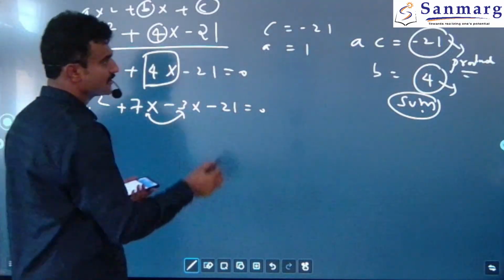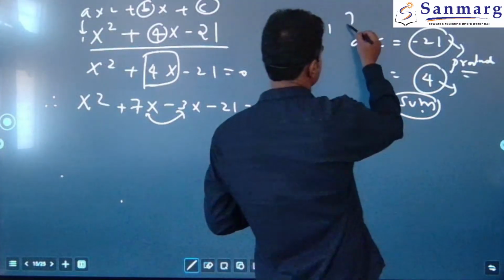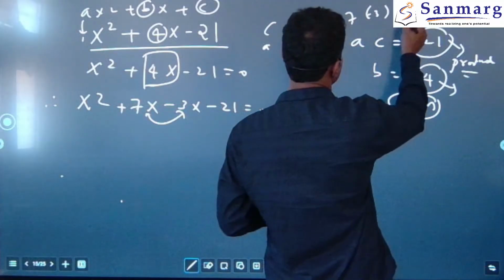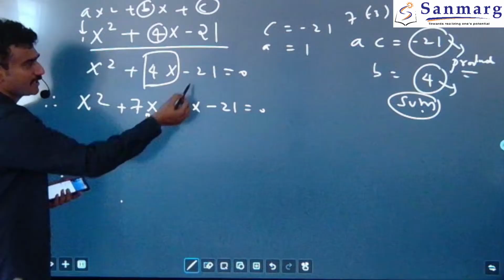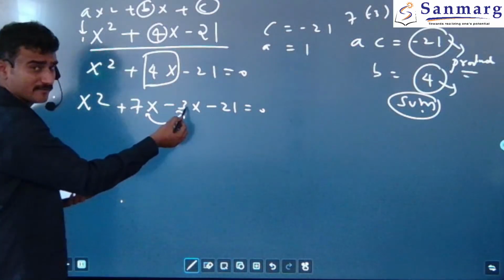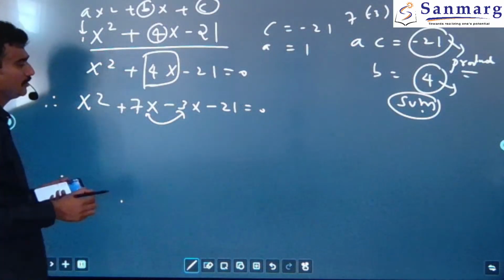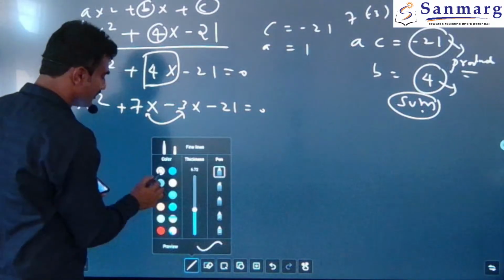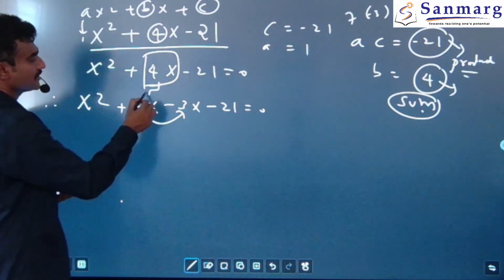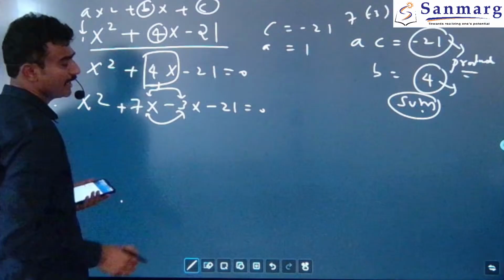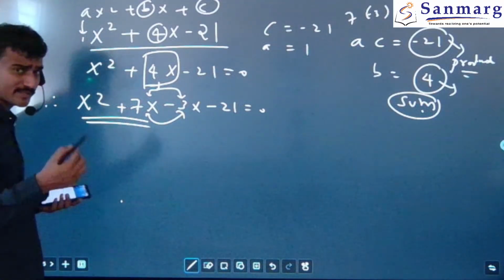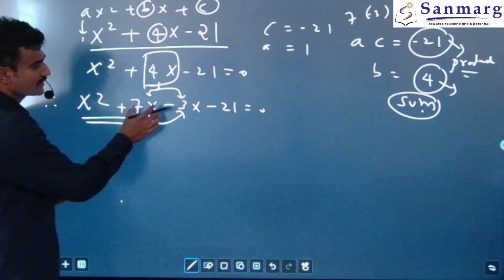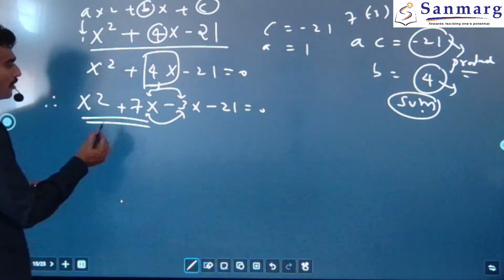See that 7 into minus 3 is minus 21, and 7 and minus 3 if I add, then we can get 4. Therefore, I have split this middle term 4x as 7x and minus 3x. So what is the next step? In x square plus 7x minus 3x minus 21, take out the common factors.